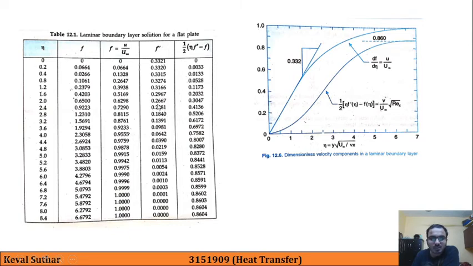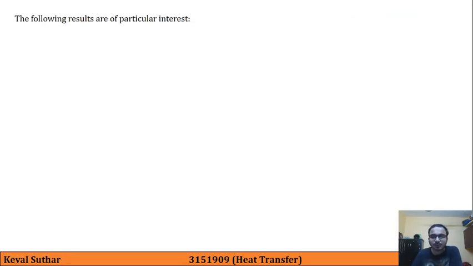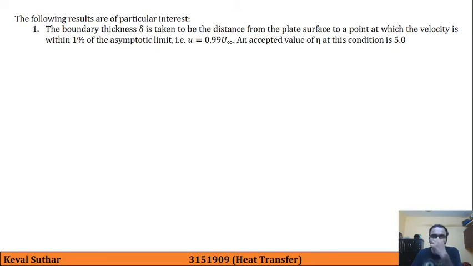So this is only the representation of our ordinary differential equation, and now we will move forward with few results which are very important for us. First is the boundary layer thickness delta is taken to be the distance from the plate surface to a point at which the velocity is within 1% of asymptotic limit, that is u is equal to 0.99 u infinity, and an accepted value of eta at this condition is 5.0.